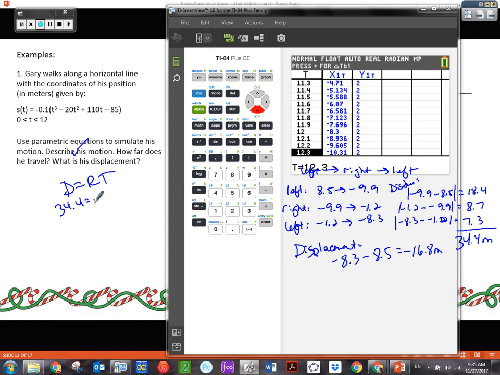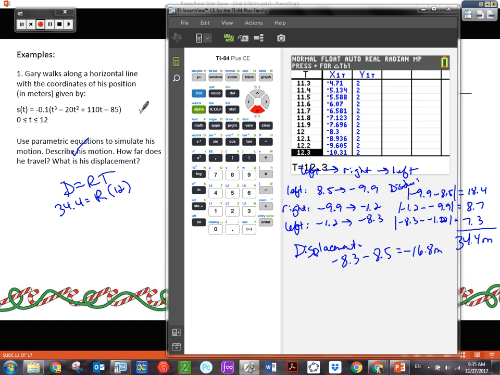We don't know the rate. That's what we're solving for. How long was he traveling? 12 seconds or minutes. It doesn't really tell us. It should, but it doesn't tell us the actual unit of time.